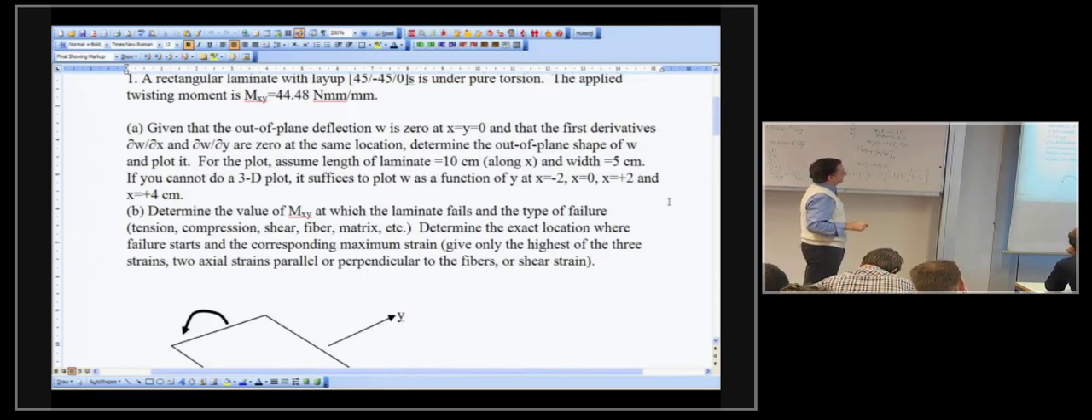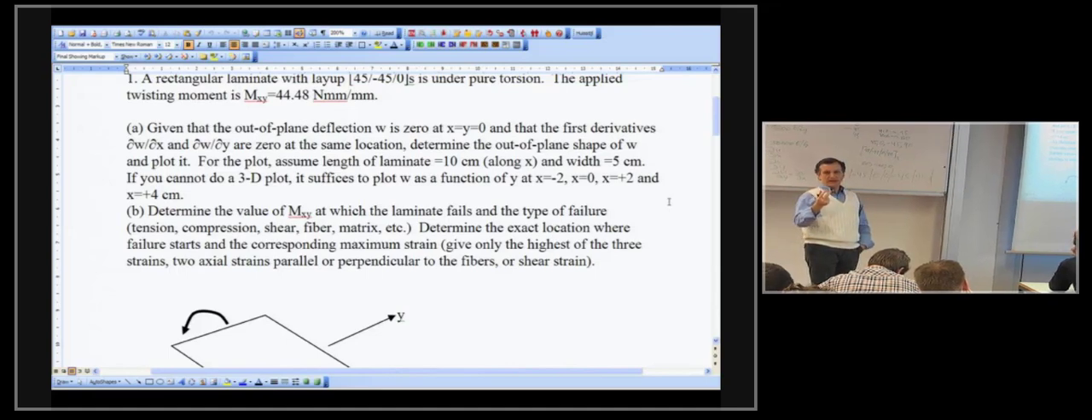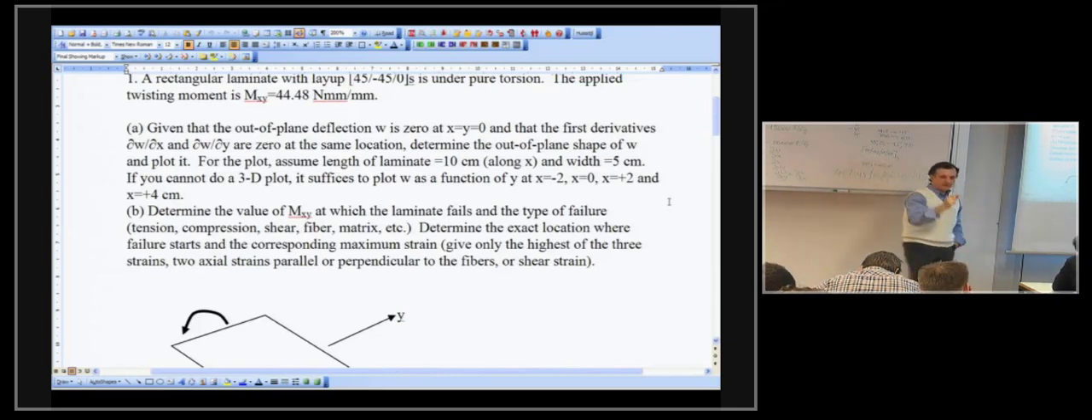And what is the maximum strain? Now there are 3 strains, epsilon x, epsilon y, gamma xy. I want you to just look at the 3 strains at that location and find the one that has the highest absolute value. So if epsilon x is 10,000 and epsilon y is 3,000 and gamma xy is 3,000, the answer is 10,000 for that part. Just tell me which one is the largest.